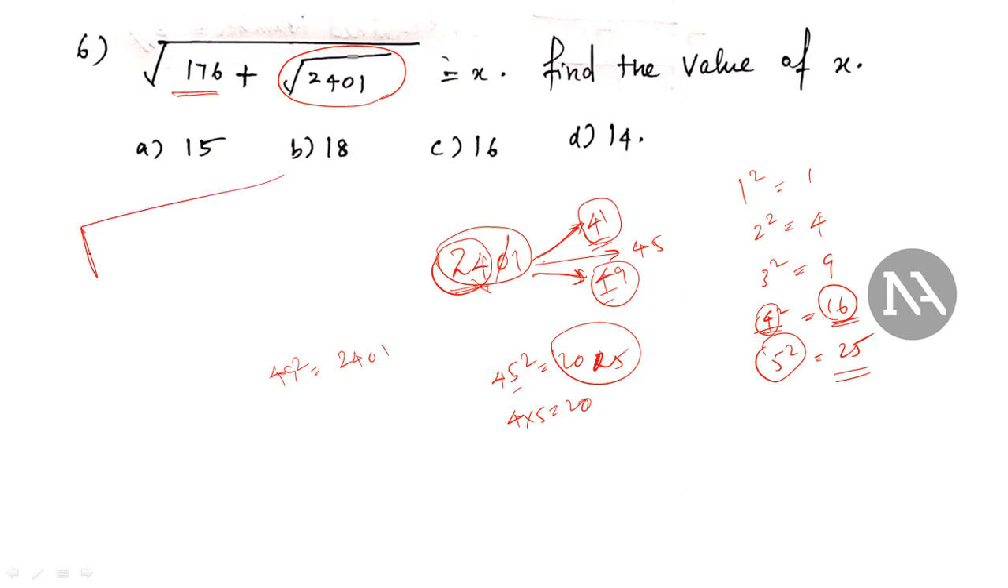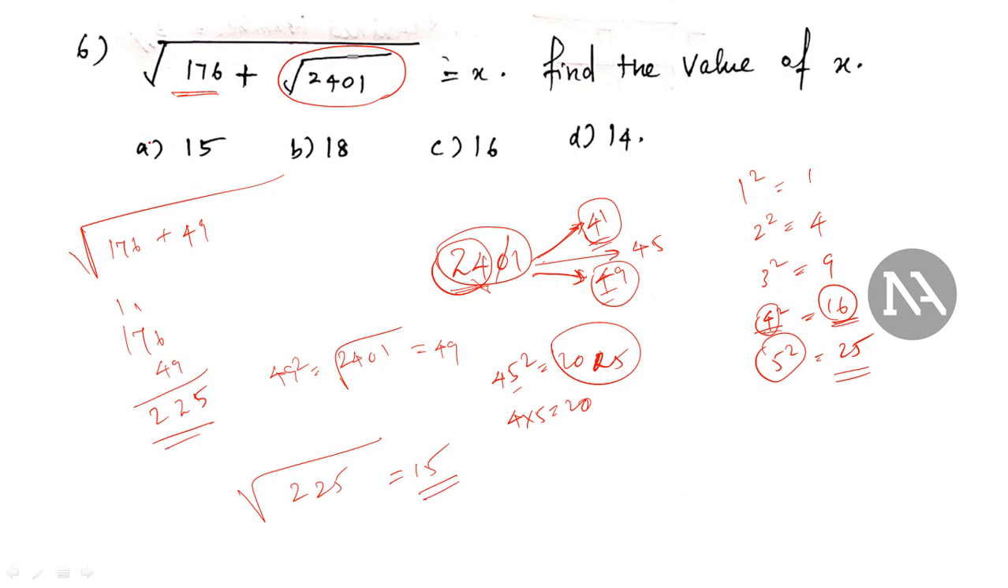So I have to write in the given question, root of 176 plus 49, because root of 2401 will be equal to 49. Now I have to add 176 and 49. This will give you 5, carry 1, so it will be 12, then carry 1, 225. So now root of 225. Root of 225 we know very well, that is 15. So the answer is 15.